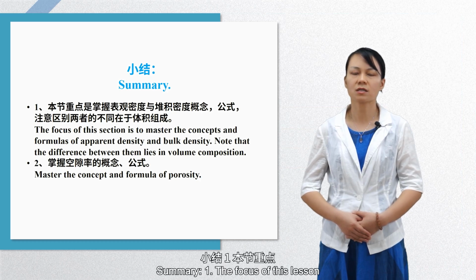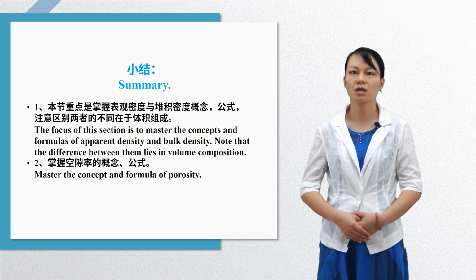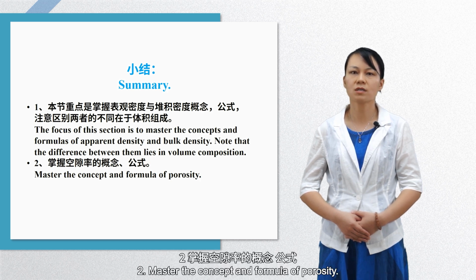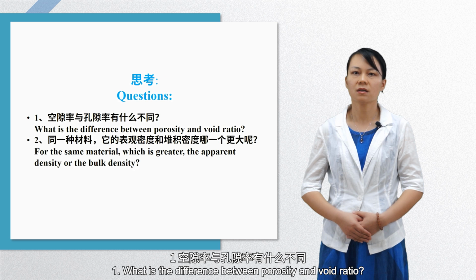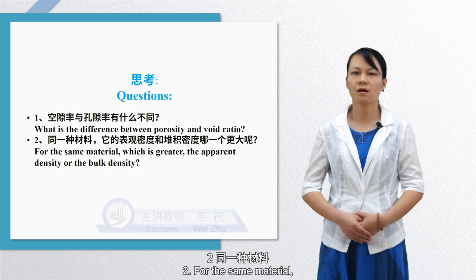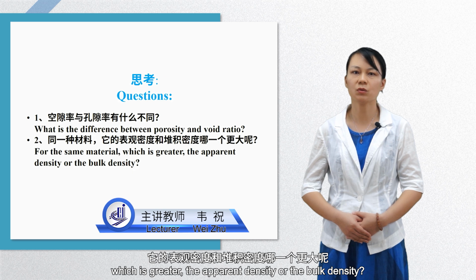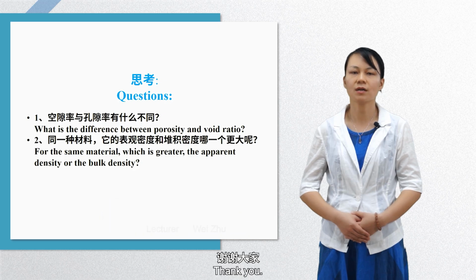Summary. 1. The focus of this lesson is to master the concepts and formulas of apparent density and bulk density, and note that the difference between them lies in volume composition. 2. Master the concept and formula of porosity. Please think about: 1. What is the difference between porosity and void ratio? 2. For the same material, which is greater, the apparent density or the bulk density? That's all. Thank you.